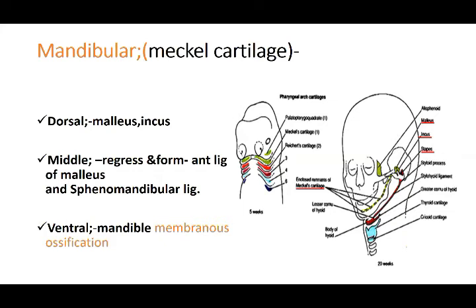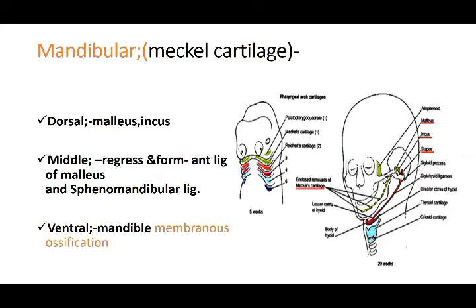Then the lower green part, both have been colored green because both originate from the first arch. This lower part, the green one, is the Meckel's cartilage. Now it is going to divide into three. The part which is near the temporal bone is called its dorsal part.